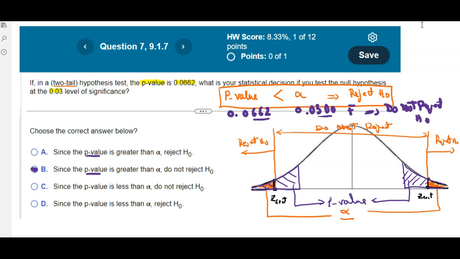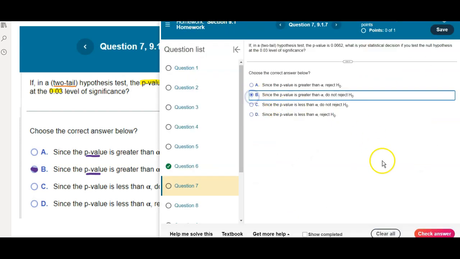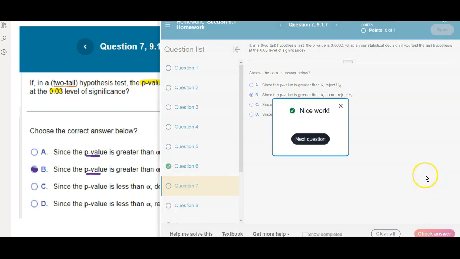And again, the threshold of the p-value, where you end up here on the z-axis, that point is going to be called the z-stat. So we could have one z-stat or two z-stats, depending on how many tails we have. Now we can see clearly that the z-stat is within do not reject, and therefore we have the conclusion do not reject. Let me double check it is the right answer. Since the p-value is greater, do not reject, and that's correct.